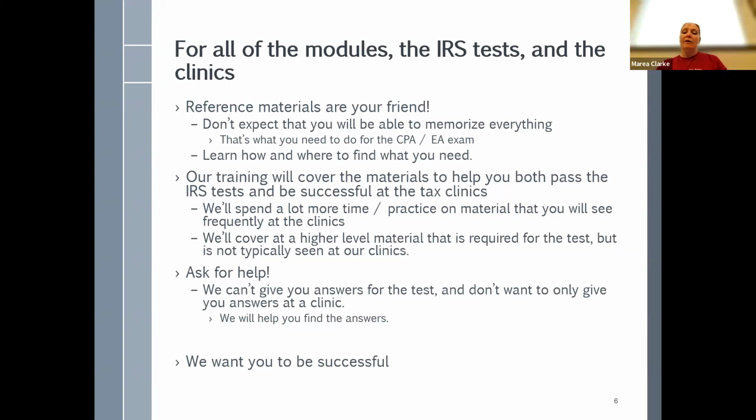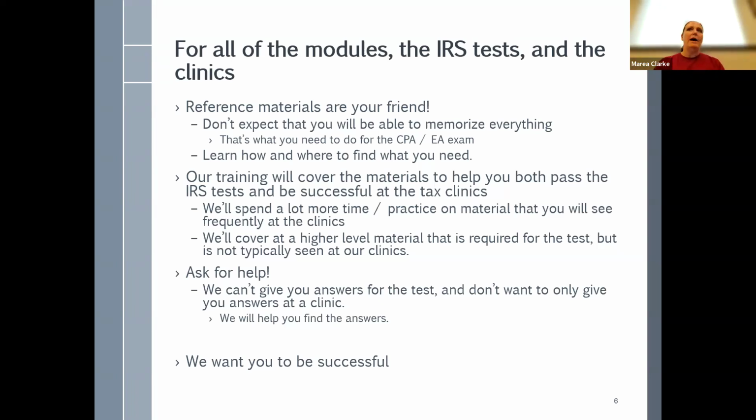So our training is focused on covering the materials that will help you pass the tests and be successful at the clinics. That means that we will spend a lot more time and practice on material that you will commonly see at the clinics, right? So the vast majority of our clients are students, scholars, teachers, researchers, staff at schools. So we're going to focus on things that would affect them, like scholarships. It's a big one. We're not going to focus as much on some of the things that are not common to see at our clinics, such as retirement income, Social Security, things like that.